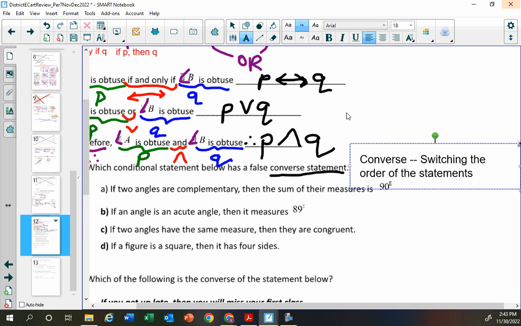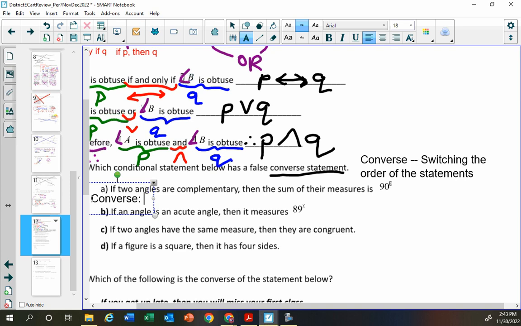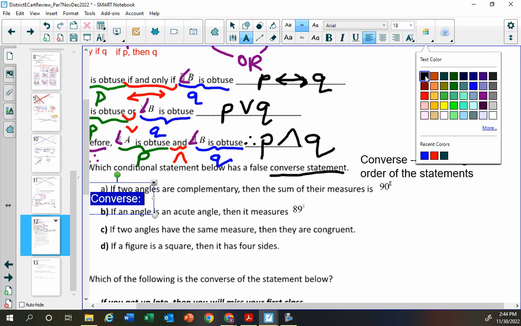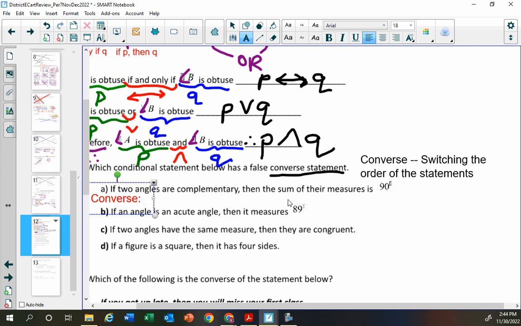So we'll do an example. The first one, this is the original. The converse is actually going to be the following. Rather than the two angles being complementary coming first, what am I going to write first for the converse statement? Now, you'll still start with an if, but am I going to write two angles are complementary, or am I going to write if the sum of the measures is 90 degrees? The sum of the measures is 90.